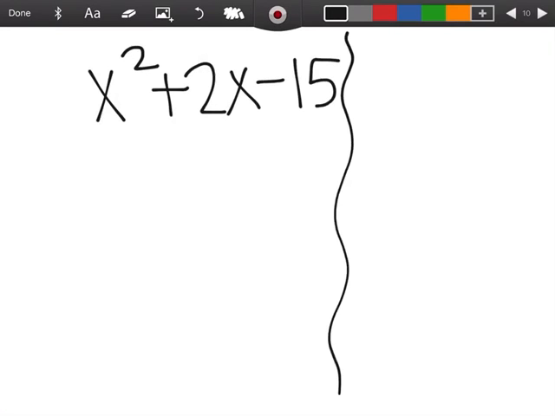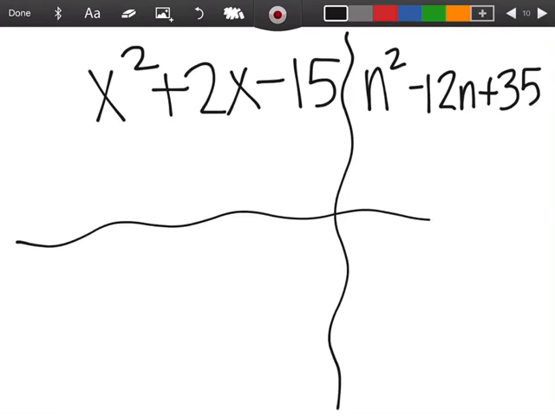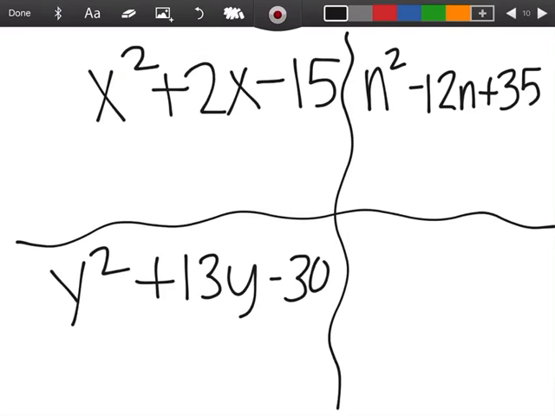So I will put a couple more practice problems on here to finish up, and then you'll go over to the IXLs. The IXLs that you are expected to do, I'll make sure to post on RenWeb. Make sure you get access to those, because right now I don't know what those are going to be off the top of my head, but I could give you x squared plus 2x minus 15, and then I'll give you n squared minus 12n plus 35. And then I'll give you y squared plus 13y minus 30. And then I'll give you, these are hard to make up.